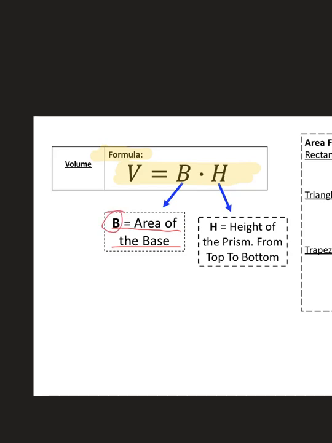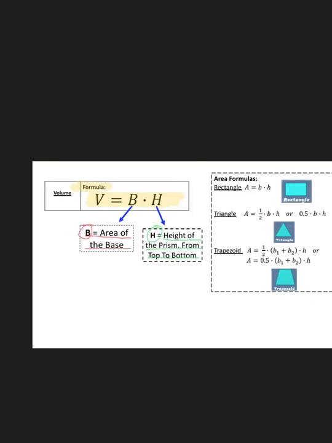It's the area of the base, and then we have big H, which is the height of the prism itself, okay? I will explain that a little bit more later. So we have big B, the area of the base, and we have big H, which is the height of the prism itself.